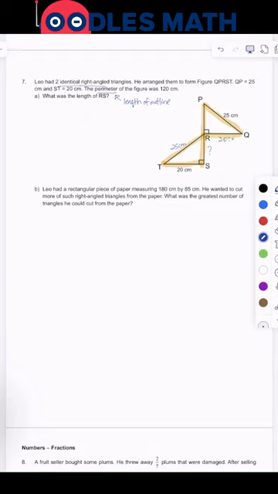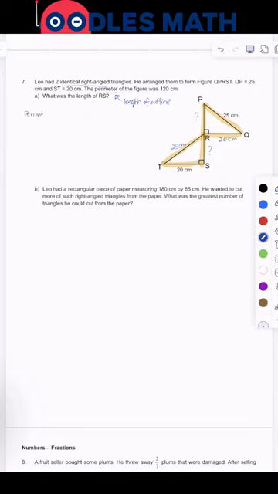So now, what is missing? PR as well as RS. And these two are also identical in length. Alright, so we know PR and RS, they are identical. So having known this, let's find out the perimeter.